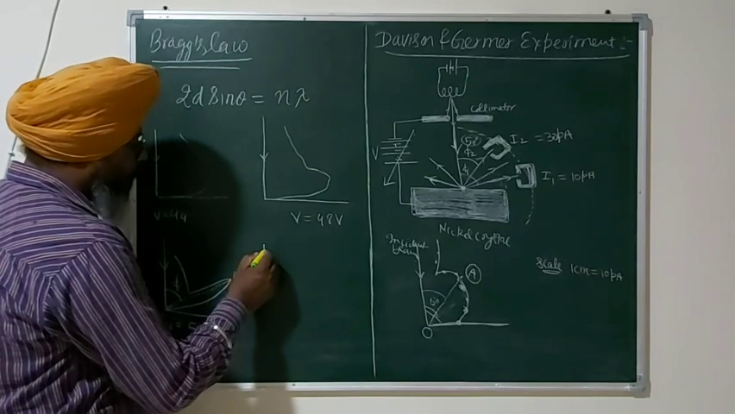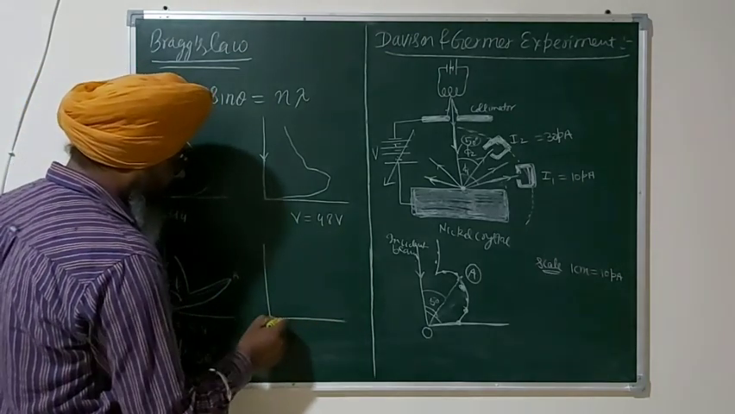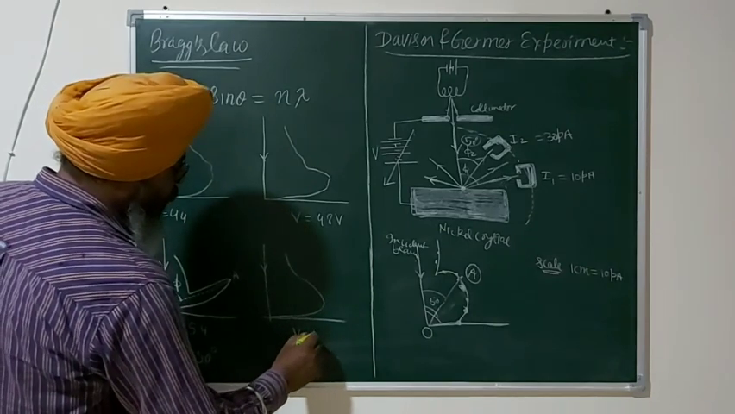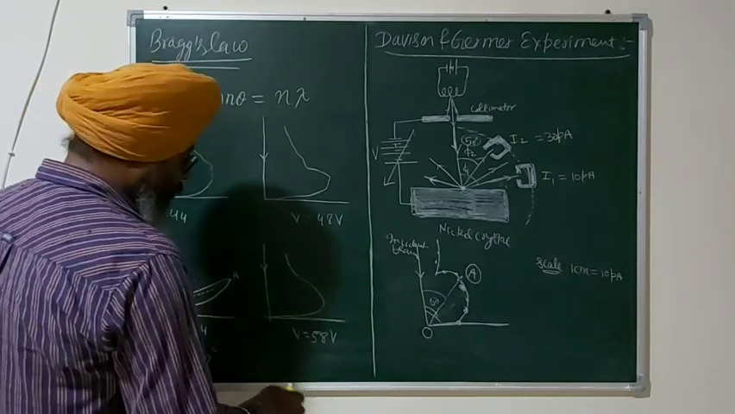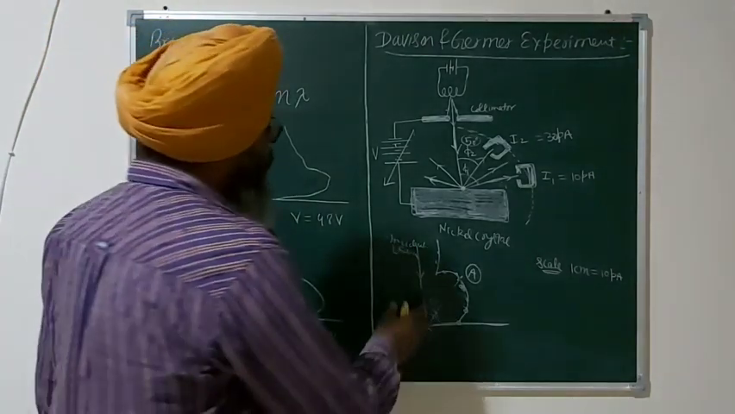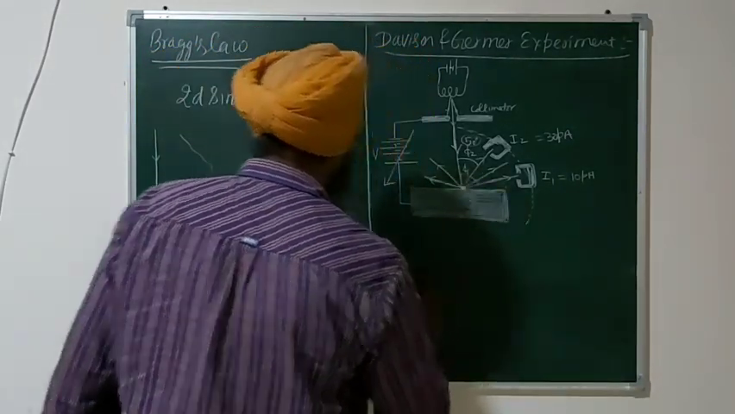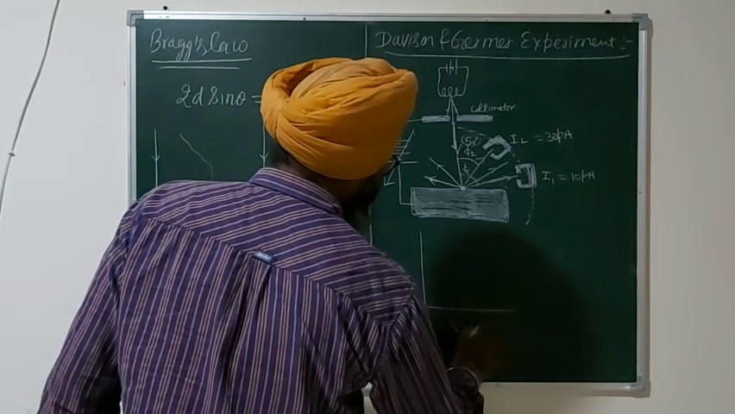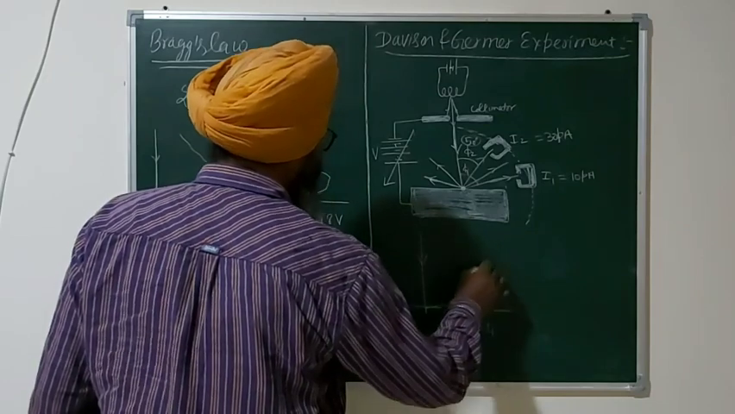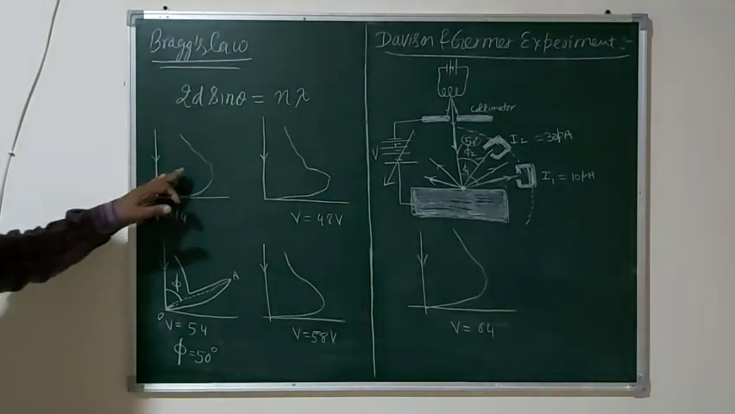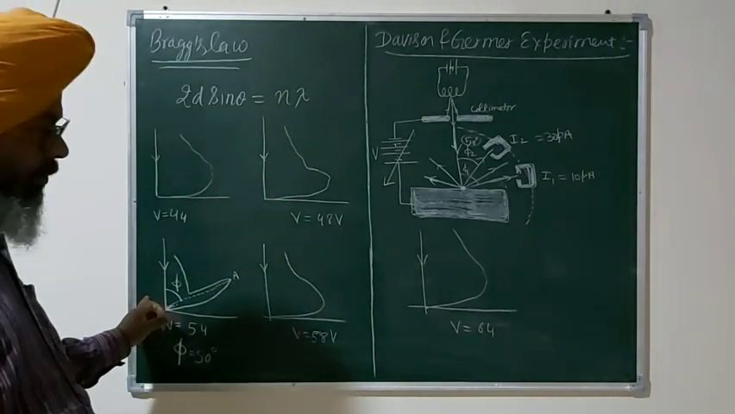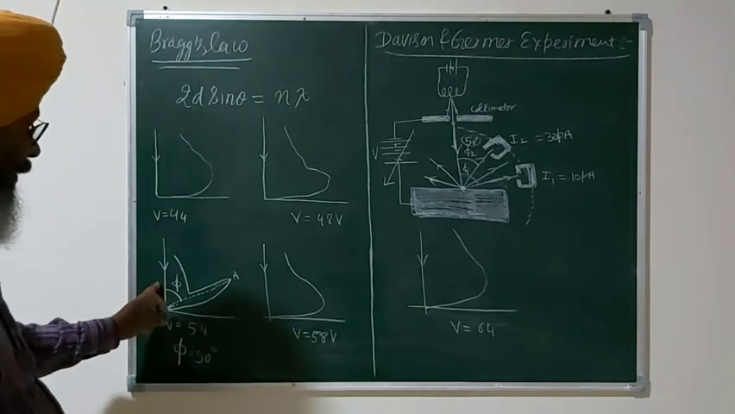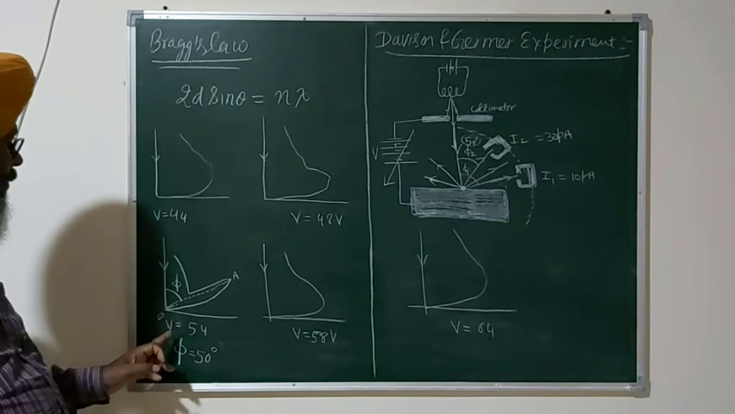What happened when we increased this voltage further? The graph again became diffused. It was at V equal to 58 volt, and when we increased the voltage to 64 volt, the graph became further diffused. It means the initially diffused graph moved toward a sharper graph, then the sharper graph moved again toward a diffused graph, and therefore the first peak was observed at an angle of scattering of 50 degree when the accelerating voltage was 54 volt.